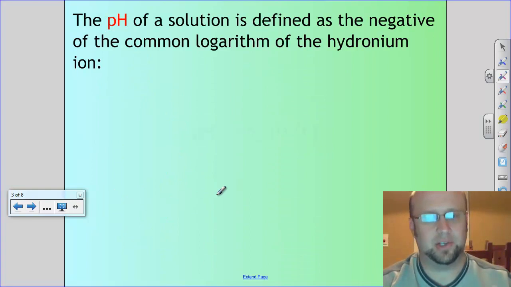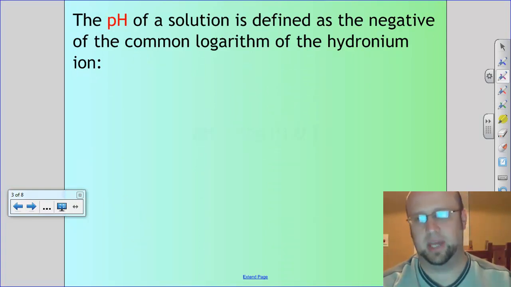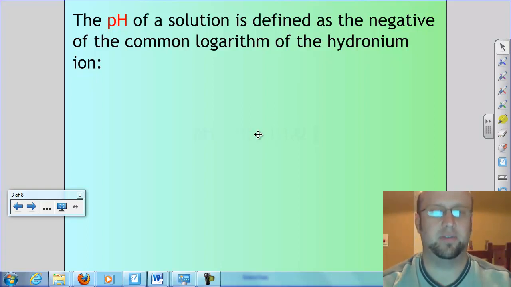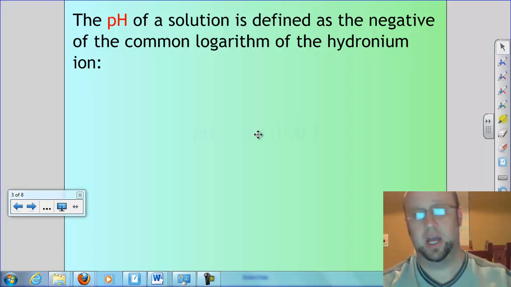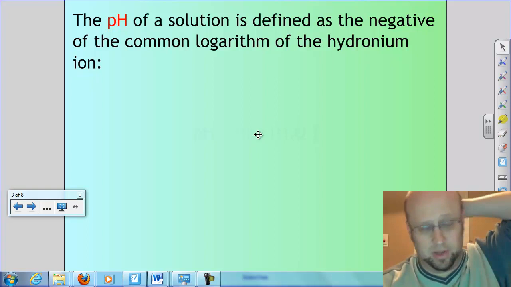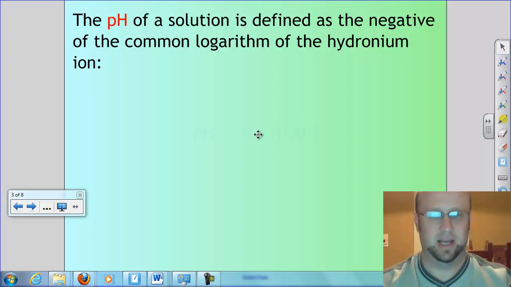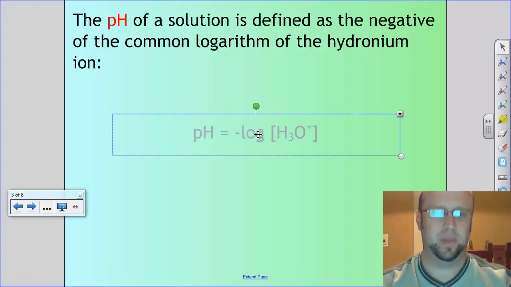So how do we actually figure out what the pH of something is? Because very often it's not actually given to us. We have to go figure out what the pH is. So this is the technical definition of it. The pH of a solution is defined as the negative of the common logarithm of the hydronium ion concentration. That sounds awful, doesn't it? That sounds like the worst science definition you've ever heard.